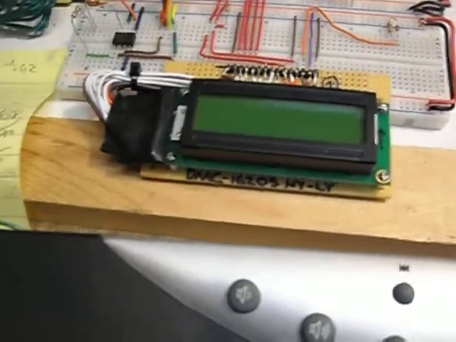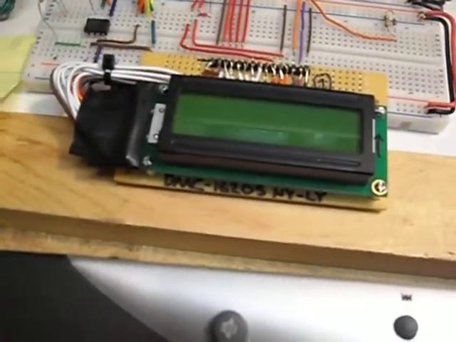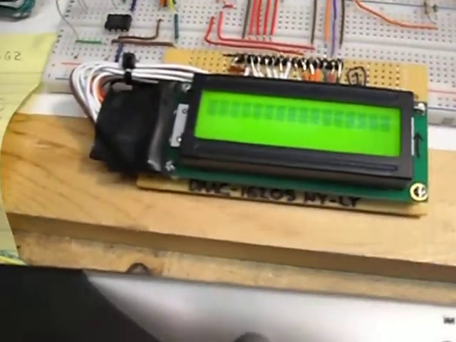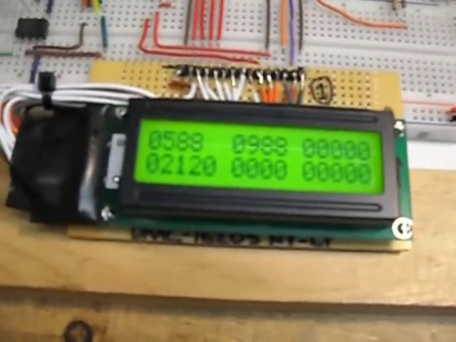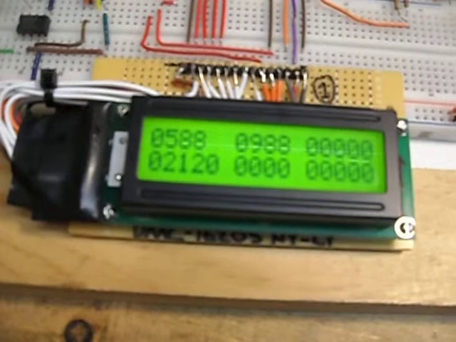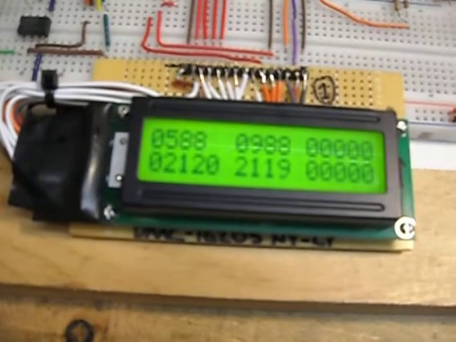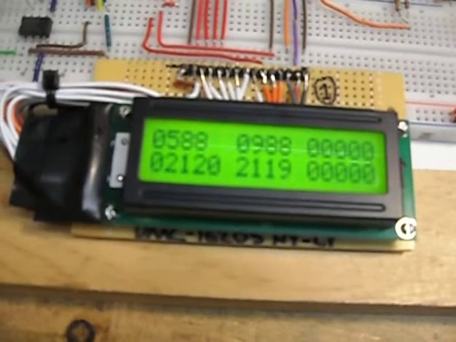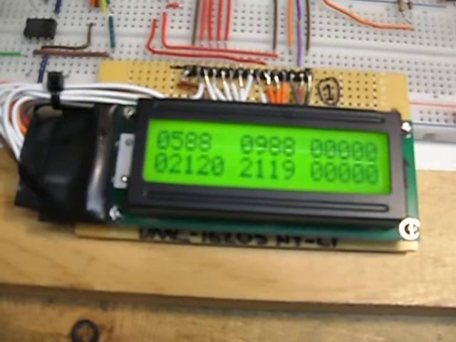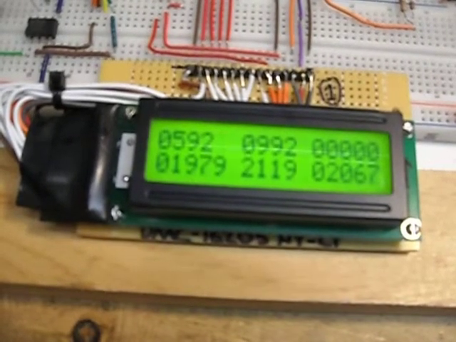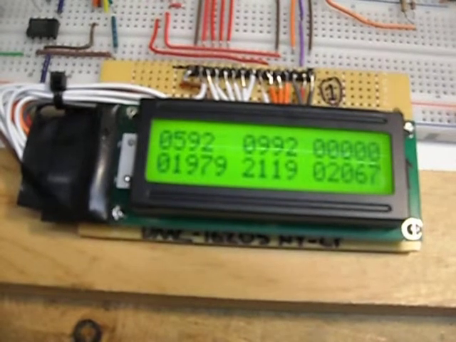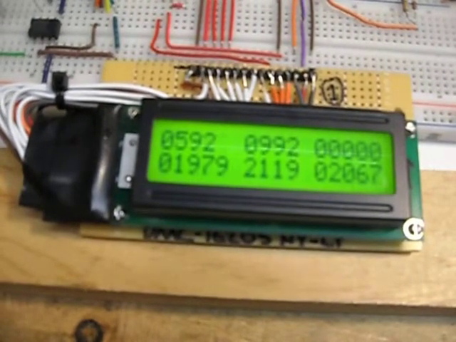I really haven't gotten to the production phase yet. What we'll do here is initialize the circuit, and it will come up. What we have is two lines on the LCD display. The top line, on the far left, is the raw A to D output. The top line middle value is actually hectopascals. And if we look at it, it says 992. It's initializing right now, but 992 hectopascals.